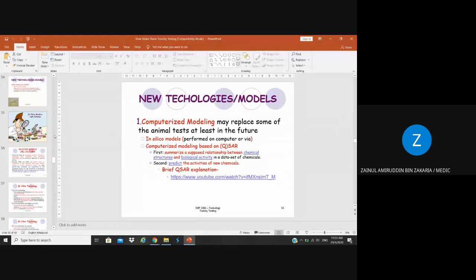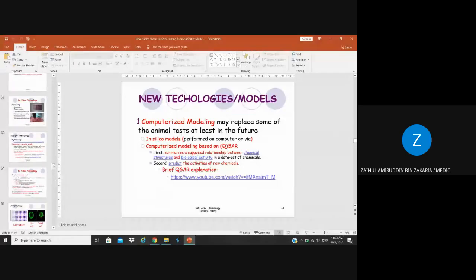So not every lab, or even in our department, has anybody who has this computerized modeling, SAR, QSAR models, to be used as an alternative to study toxicology. So in this slide, we are focusing on in vitro toxicology. We are not going to discuss QSAR and so on. That is actually under pharmaceutical chemistry, I think. Dr. Farah will talk about it because she's been doing that with Perdana University.